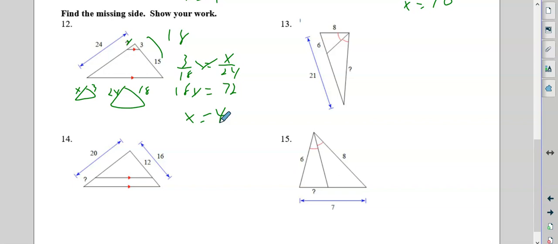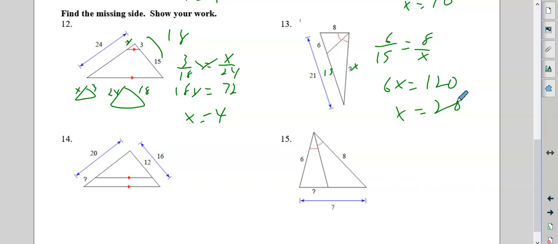All right? On 13, we have 6 and 15 here. All right? And we don't know this one. So I'm just going to say 6 to 15 is the same as 8 to x. And again, you can move these around and it'll still be the same thing. So 6x equals 120. Therefore, x equals 20.